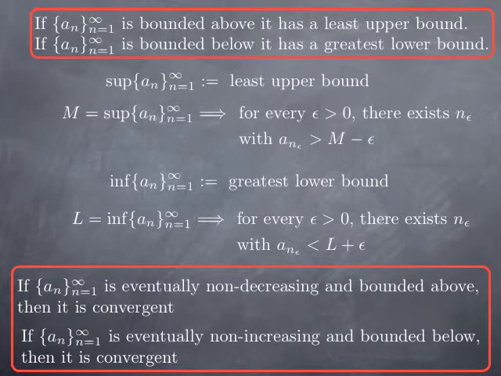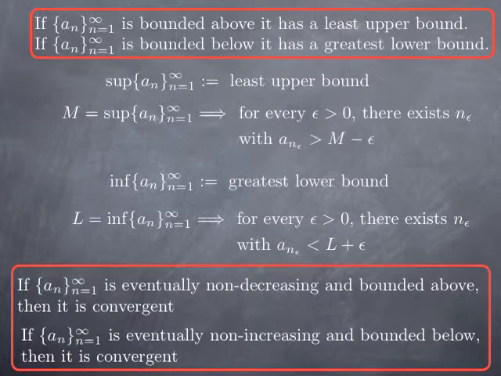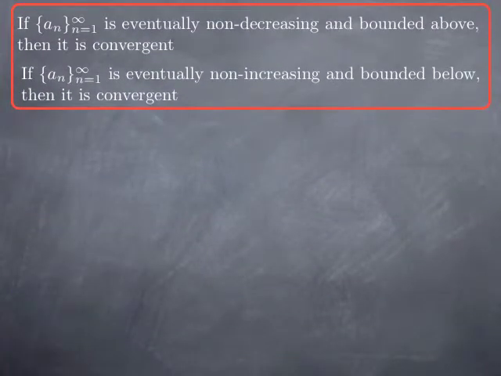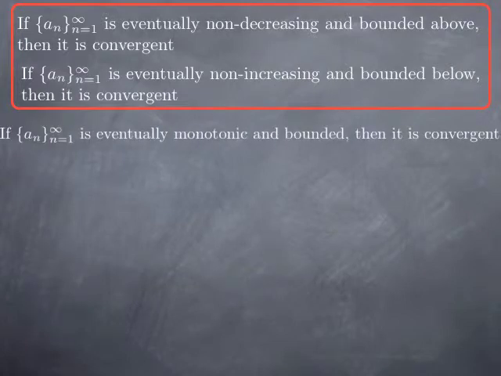Now, the key result that we want to discuss in this video is that if a sequence is eventually non-decreasing and bounded above, then it is convergent. And if it is eventually non-increasing and bounded below, then it is convergent. So one way to summarize that is to say that if a sequence is eventually monotonic and bounded, it is convergent. Of course, this is a corollary, but what you have in the red frame is more general.